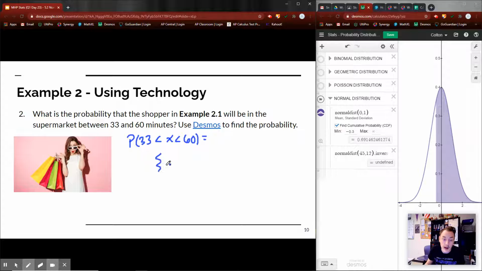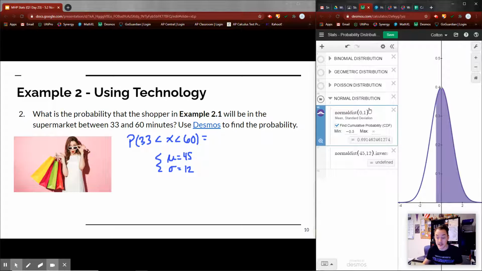Where my mean, just like I'm taking it directly from the last slide, is 45 and my standard deviation is 12. So now let's go over here. Now watch what happens. I don't need to standardize it. The book may ask you to, Math Excel may ask you to, but you don't need to.